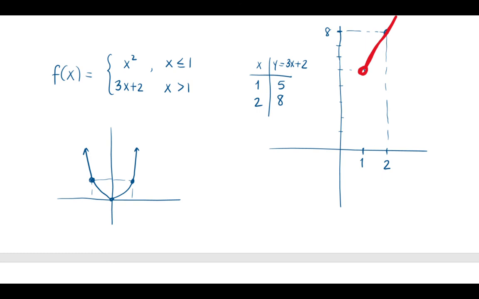The other side, which is x squared, at 1, it is 1. At 1, it's included, so I need to just put a closed circle here. At 0, it's 0. At -1, it's 1, right? I know that. It's x squared. This is 0. This is 1, 1. This is -1, comma 1. And that portion of the graph will look like this.